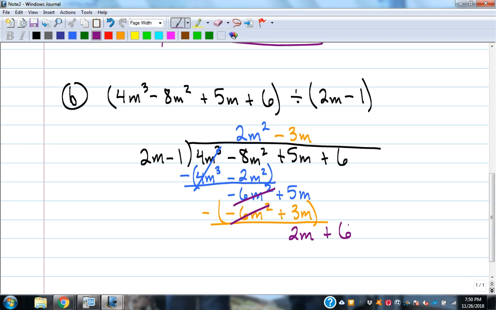2m, what times 2m gives me 2m? Do I need an m? I already got m on it, right? So I just need 1, right? Just need a 1. Just a plain 1. 1 times 2m gives me 2m. So that's why I need just a plus 1 up there. Distribute that. Just going to be 2m minus 1. Parentheses, subtract.